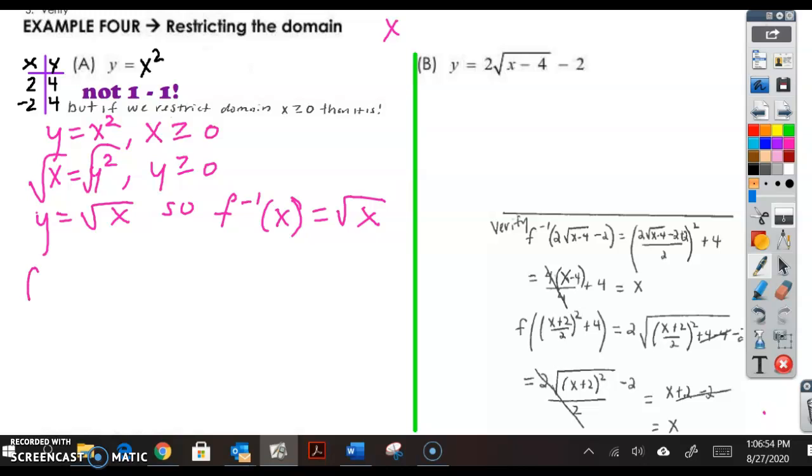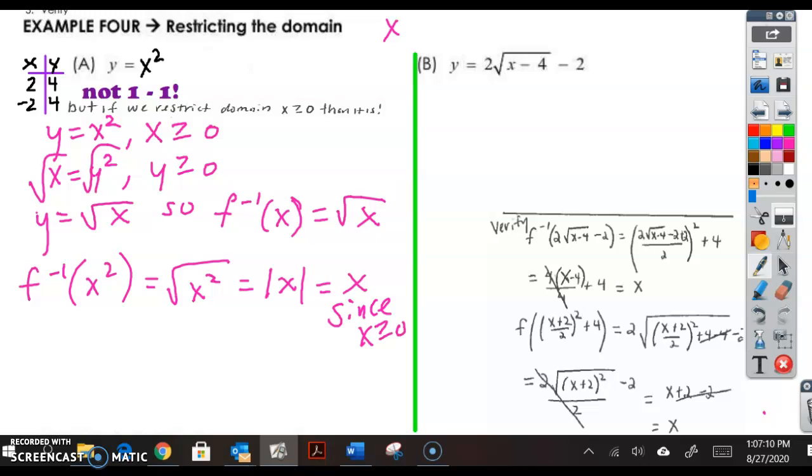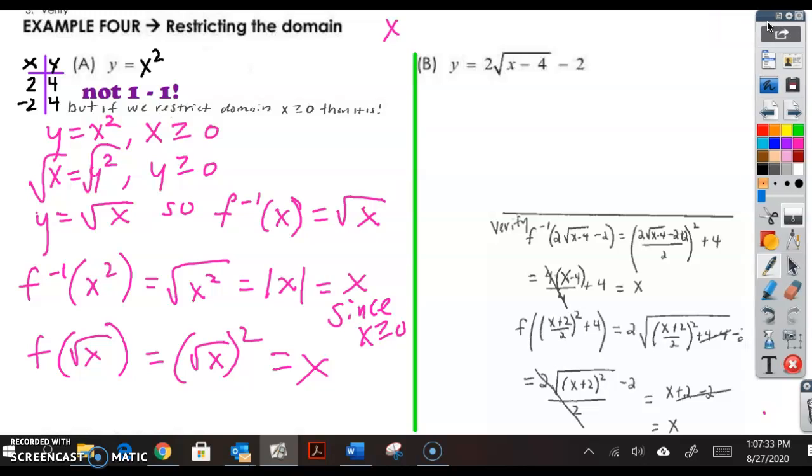So I'm going to plug in x squared, and now I'm going to plug in the square root of x. Now the square root of x times the square root of x is x, so we're good. I've written out the verification down here. If you want to take a look at it, do I have time?